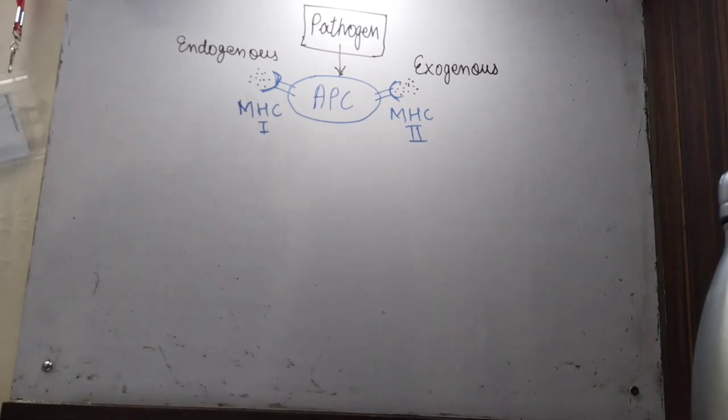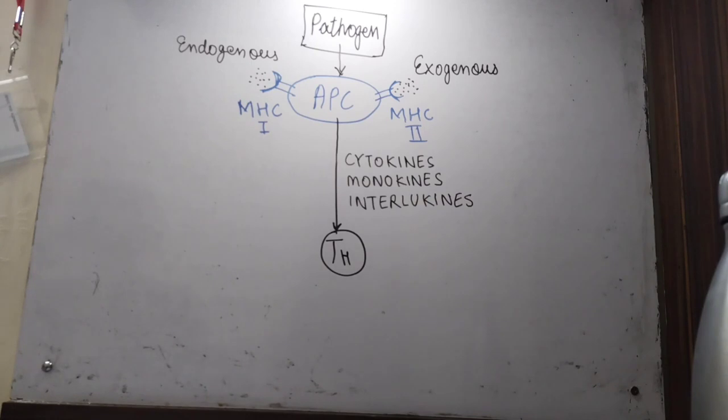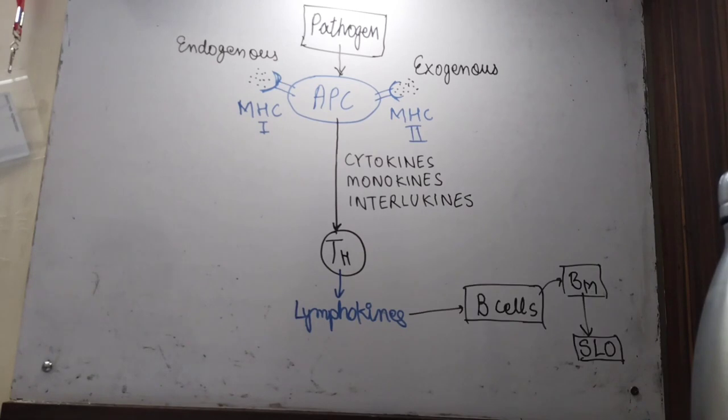As soon as the pathogen comes in contact with the receptors, the APC cells stimulate the T helper using chemicals like cytokines, monokines, and interleukins. If the pathogen is exogenous, our T helper secretes lymphokines and stimulates our B cells. Firstly, the B memory will form a memory and go to the secondary lymphoid organs for any next interaction with the same pathogen, while the other B plasma cells will do the real work by killing the pathogen using antibodies.